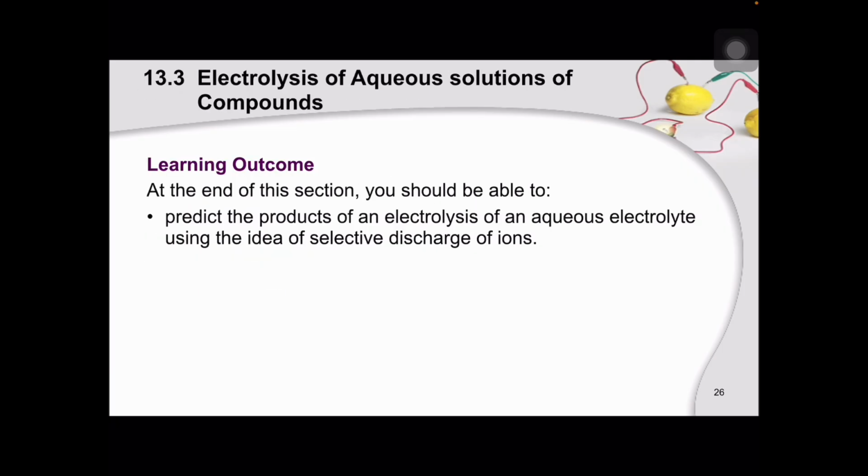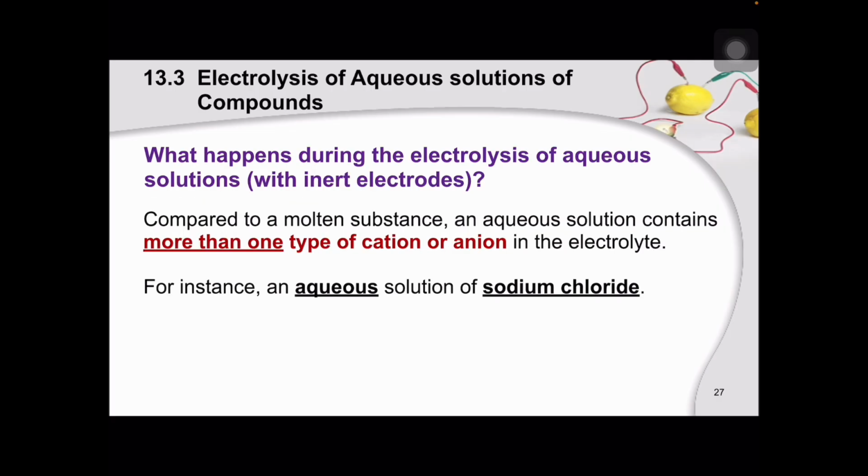So by the end of this video, only one key objective, and that is you must be very confident to predict the products of the electrolysis of an aqueous electrolyte using the idea of what we call selective discharge of ions. Now, in a molten substance that we saw earlier, there is always only one cation and one anion. However, when you have an aqueous solution, this time round, it may contain more than one type of cation or anion in the electrolyte. So, what do I mean by that?